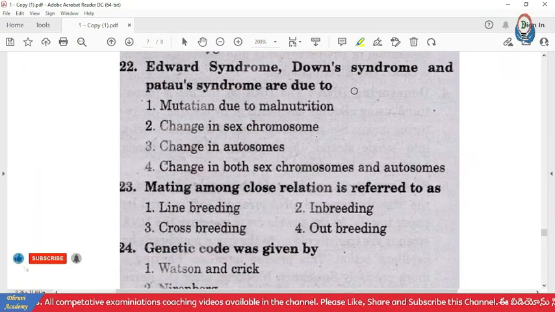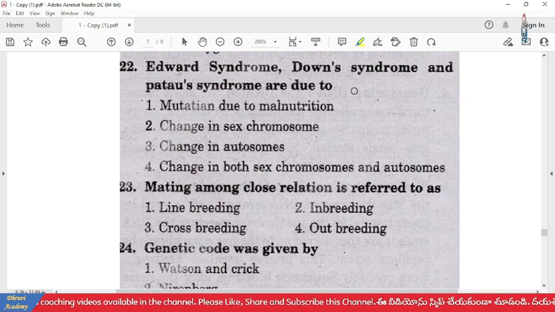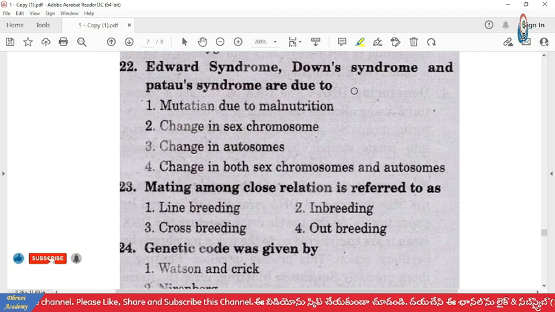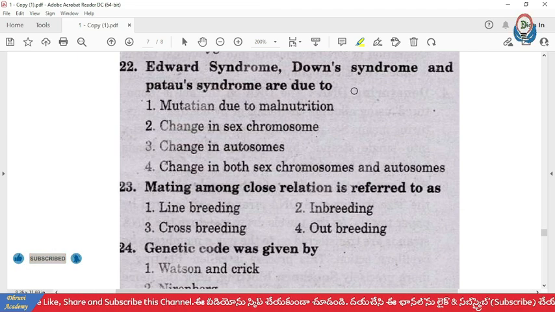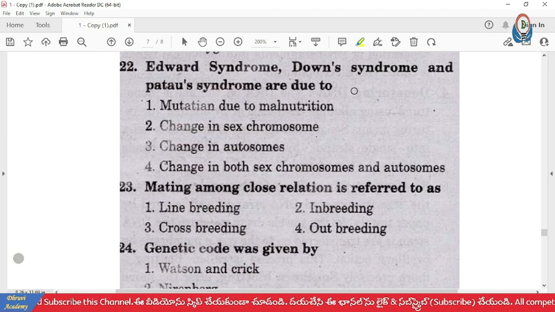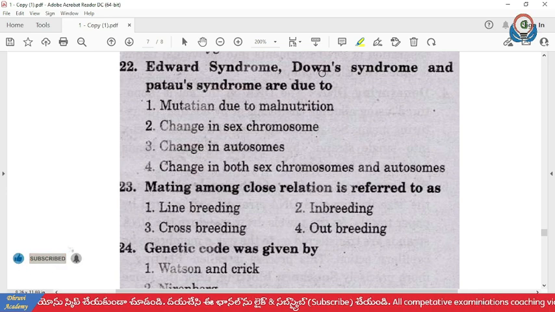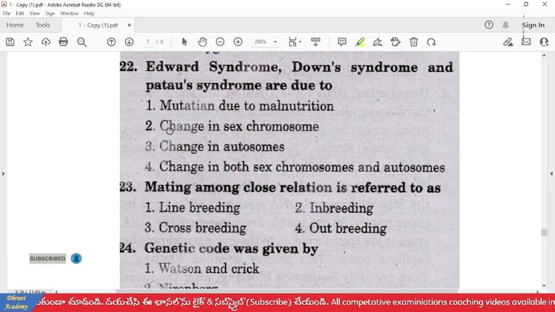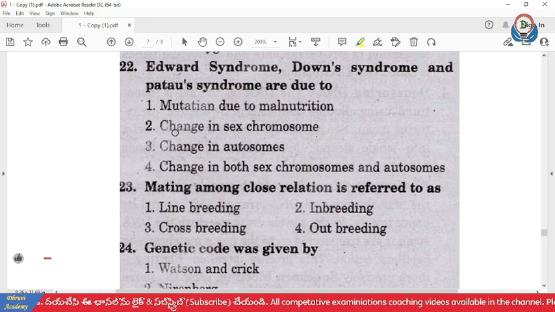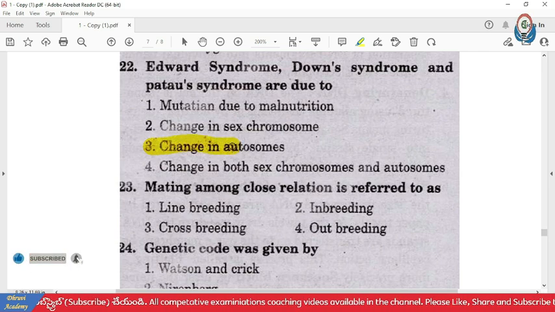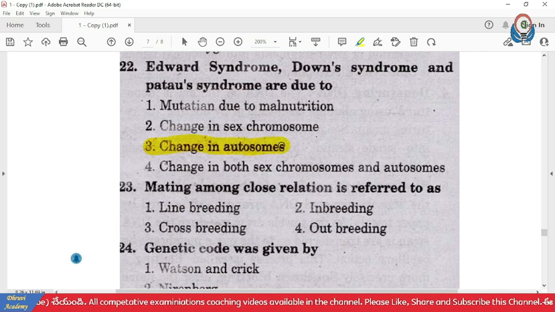Edward syndrome, Down syndrome, and Patau syndrome are due to: a mutation due to malnutrition, or changes in the sex chromosomes, or third one a change in autosomes, or a change in both sex chromosomes and autosomes? Which is the correct answer? The answer is the change in the autosomes. These occur due to changes in the autosomes.